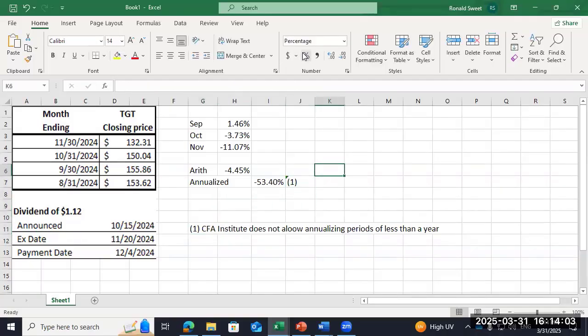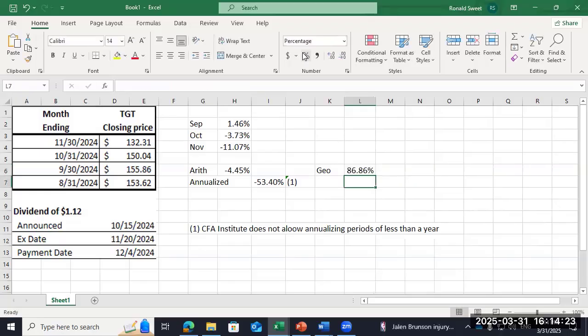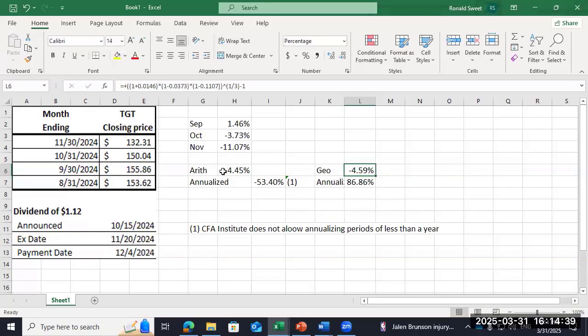And then the geo, a little bit more work. Here's where you want to set up the formula and use it twice, because you're going to need it twice. So 1 plus 0.0146, close parentheses, times 1 minus 0.0373, close parentheses, times 1 minus 0.1107. That entire thing, you're going to need it for the geo and for the annualized. Here we've got 3 periods, so you do 1 divided by 3, minus 1, and it has to be lower than the 4.45 loss. If it's not lower than negative 4.45, you know you did something wrong.